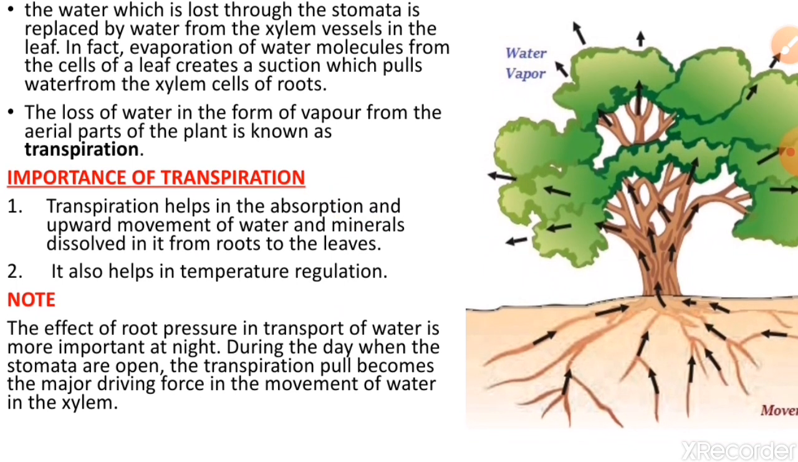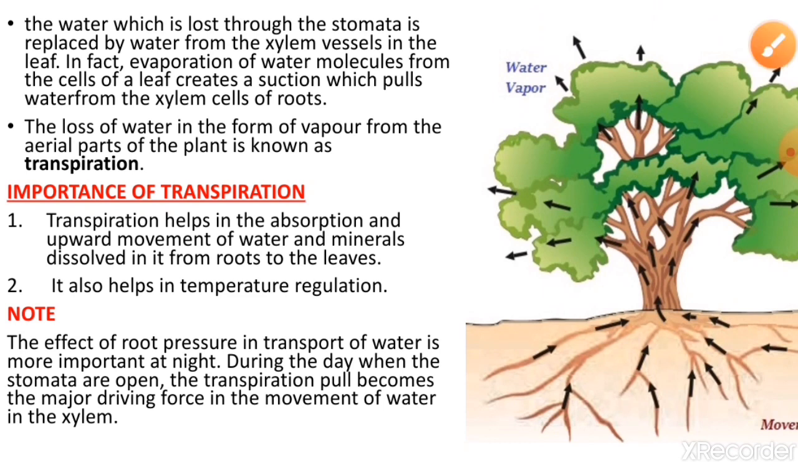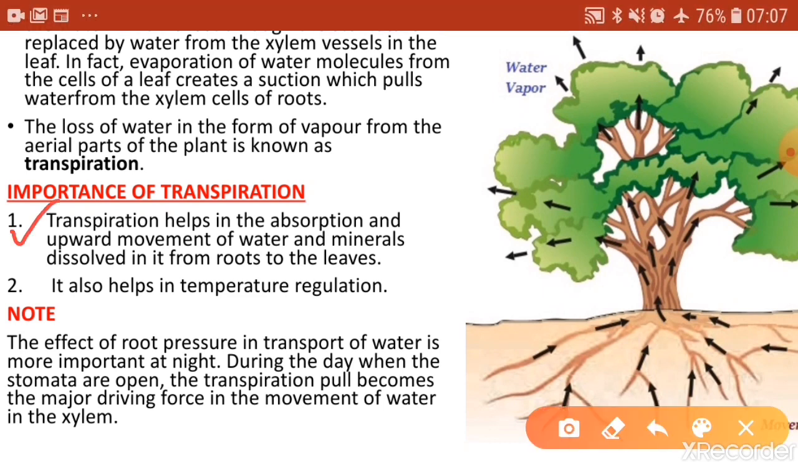Now the importance of transpiration is shown over here. Transpiration helps in absorption as well as upward movement of water and minerals dissolved in it from the roots to the leaves. This is the first important function. The second important function of transpiration is that it also helps in temperature regulation. The transpiration process keeps the temperature of the surface of the leaves lower than the outer environmental temperature, and that is required for the process of photosynthesis to take place.